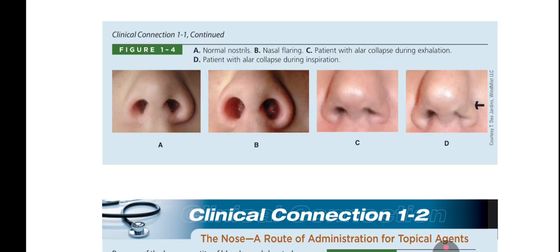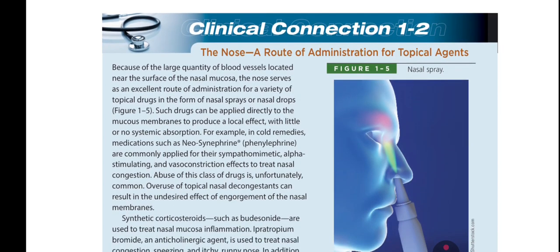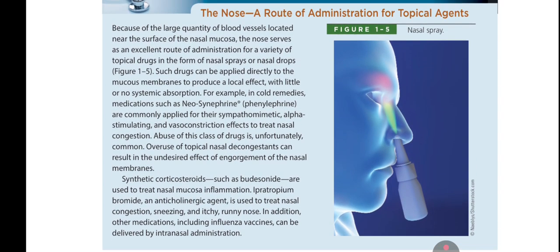However, whenever you exhale, it looks like it's returning or recoiling to its normal position, and the D part is really obstructed whenever you inhale. Okay, then here we have an explanation of why the nose is a route for administering topical agents such as nasal spray.